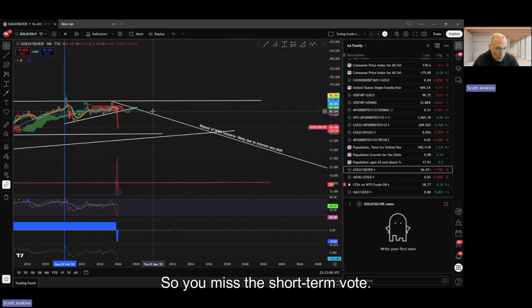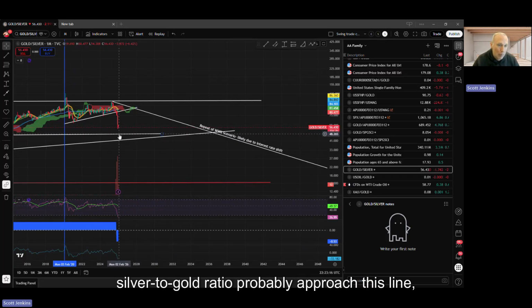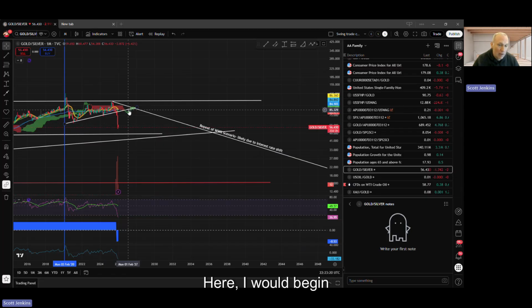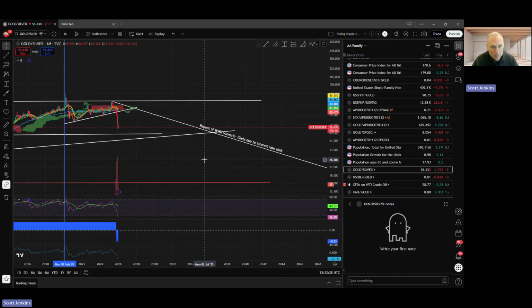So you missed the short-term boat. But like I said, things go up and down. I'm expecting that the silver to gold ratio will probably approach this line, then bounce up to this one. Here, I would begin buying silver en masse again because it's going to bounce back down and continue downward. All right.